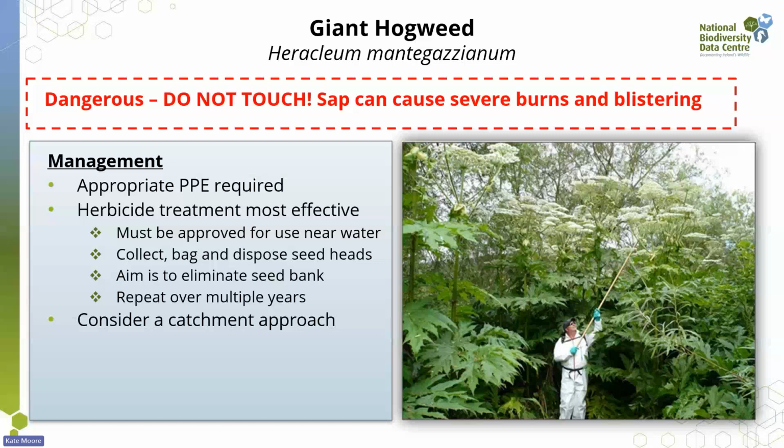When it comes to management, treating it with herbicide is the most effective way, but you must use a herbicide that's approved for use near water. You can also collect and dispose of the seed head to help eliminate the seed bank, but treatment may need to be repeated over multiple years. And it would be important to consider working on a catchment level with surrounding landowners to ensure that land is not reinfested.